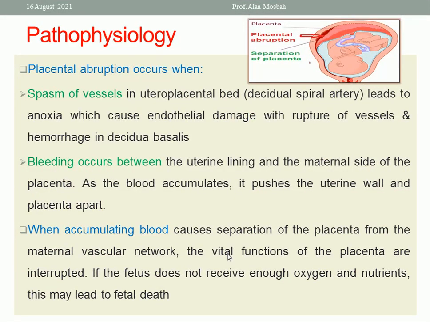What is the pathophysiology? Look at this picture, please. First, there is a spasm of vessels in the uteroplacental bed, what's called the spiral arteries, which leads to anoxia, which causes endothelial damage and rupture of the vessel and hemorrhage at the level of the decidua basalis. This collected blood separates the uterine wall from the placenta.